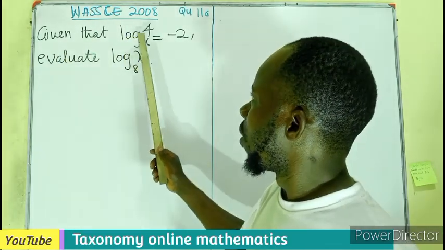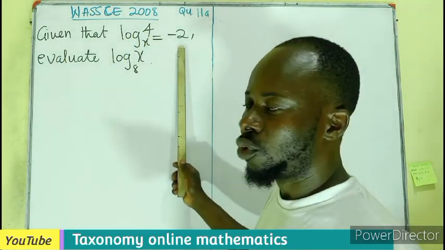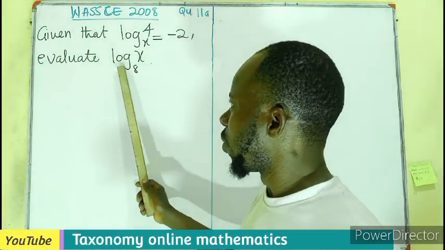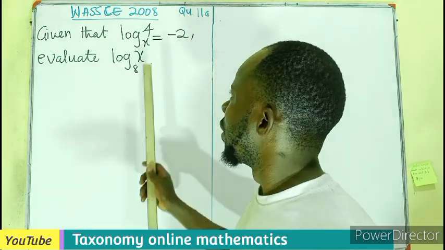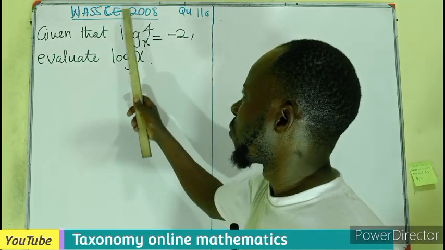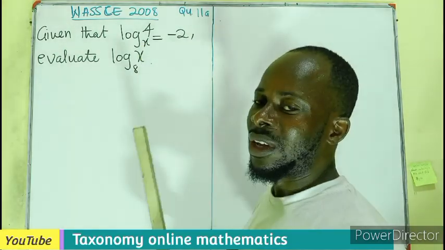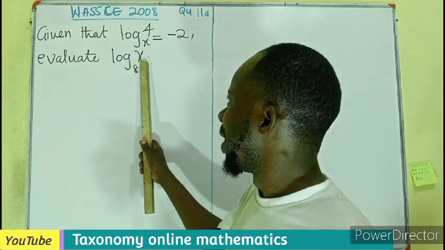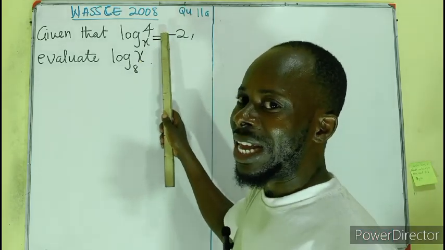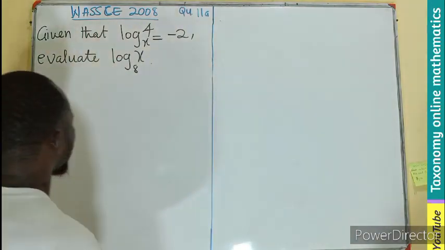Given that the log of 4 base x is equal to -2, we have to evaluate log x base 8. So simply put, if we know the value of x from the first expression, we only introduce it here and see what value we get when we replace the x with the value we get in the first logarithm. So let's see how we can do that.